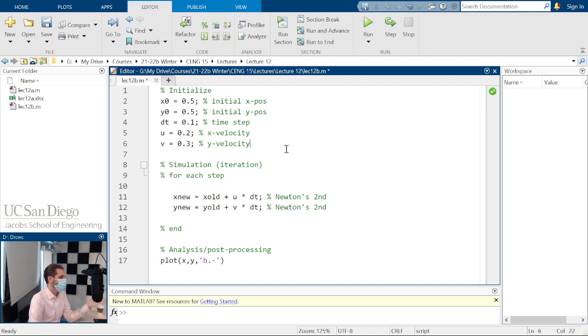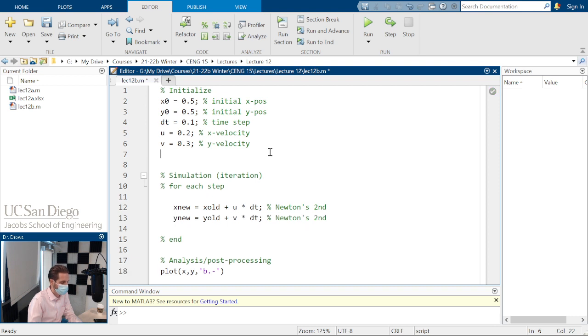Because if the y velocity is bigger than the x, I expect it to move up and to the right, but a little bit more up than it did to the right, because I made the v a little bit higher. And that's one of several sanity checks that we're going to do when we're done here, that are nice when you're building up these simulations, because you can check basic behavior before you complicate the problem even more.